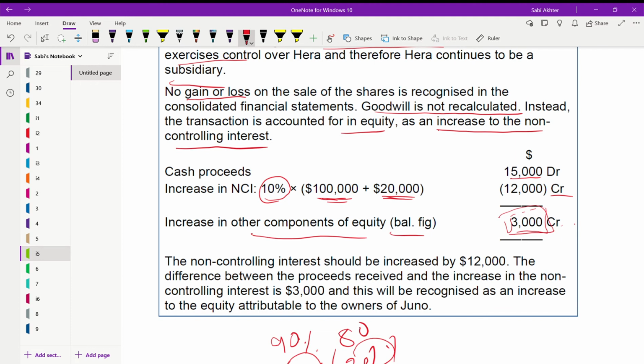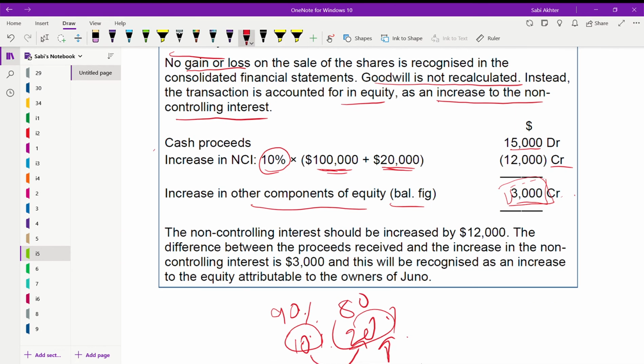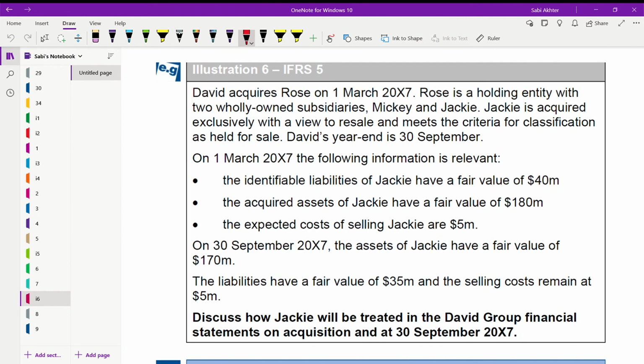So now you are writing it. This is just a calculation you are doing, but you have to write it also. Then NCI, this is an increase by 12,000, okay? And this 3,000 will be recognized in the equity attributable to the owners of the Juno. That's it. And finally, the last illustration, illustration number 6.